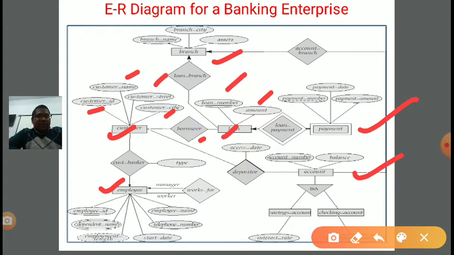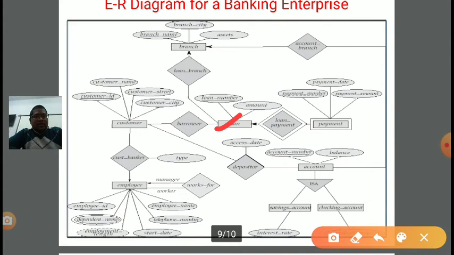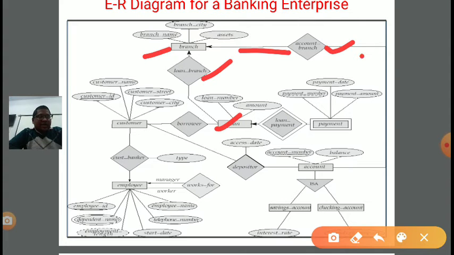Now between loan and branch, the relationship is loan branch. Clear? In branch, the attributes are branch name as primary key, branch city, and asset. So loan is related with the branch. Now branch is related with the account. The relationship name is account branch, and it is related with the account. In account, account number is the primary key and balance is the non-primary key.